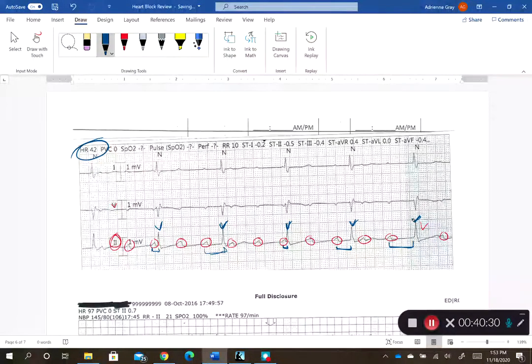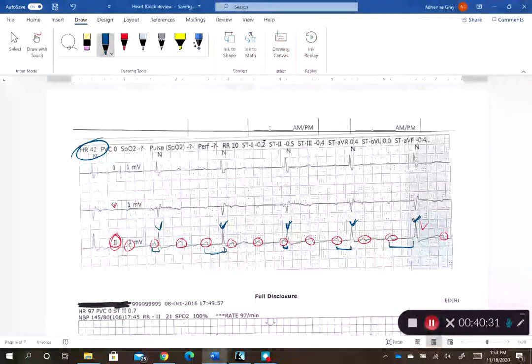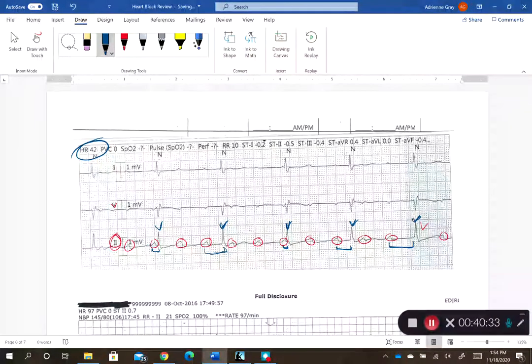Could it be a second degree type 2? Well, I do have more P waves than QRSs, but it doesn't look like I have any consistent PR intervals. And remember, with a second degree type 2, there's still some communication between the atria and ventricle, so our PR intervals will be the same. So it could not be a second degree type 2. So this leaves us with third degree.